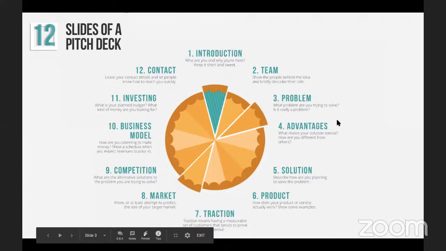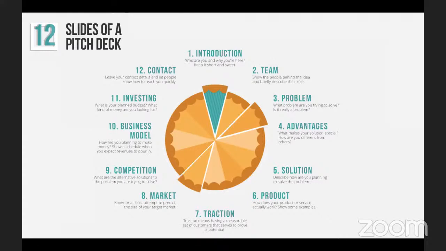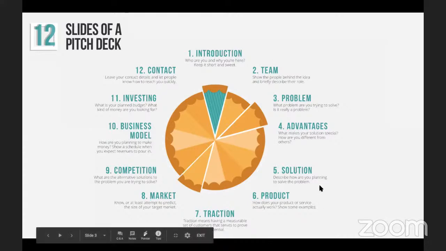And remember as well that the pitch deck isn't just for investors, it's also for customers, and it's also for potential team members, co-founders, co-partners. So they would definitely want to know what it is that they're investing in, or what it is that they're getting onto.